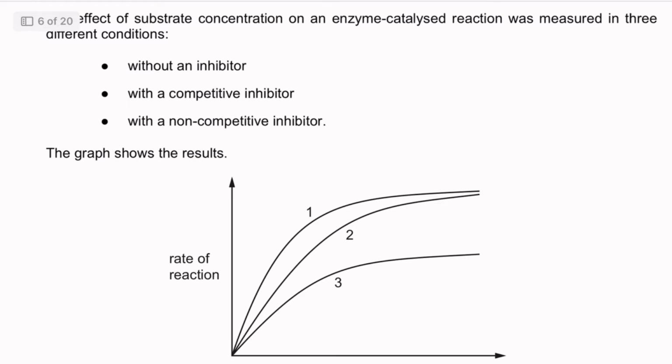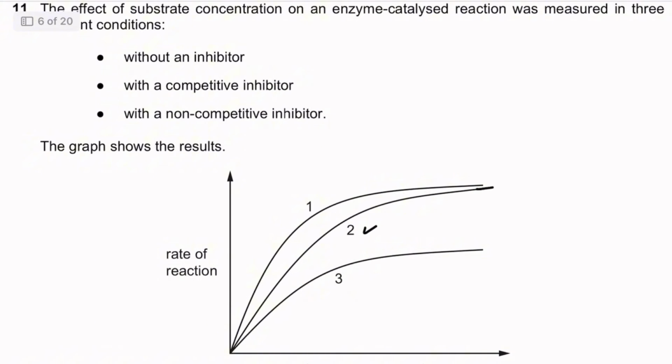conditions: without an inhibitor, with a competitive inhibitor, with a non-competitive inhibitor. Immediately looking at this graph, you can figure out which one is which. You could see the non-competitive inhibitor is definitely number 2 because you could see the Vmax in the end is going to be reached. However, the Km value is increased. It's just that the affinity of the enzyme to the substrate decreases.